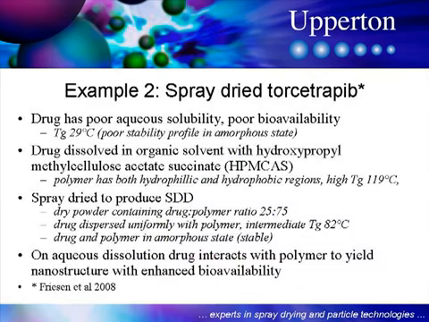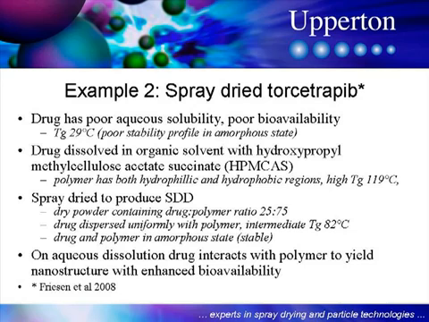For the second example, I'd like to use a drug called torcetrapib, and this is from some data published by Friesen et al. in 2008. Torcetrapib as a drug has relatively poor aqueous solubility in the crystalline form. It has poor solubility and as a result has poor bioavailability. It has a relatively low glass transition point of about 29 degrees C, so when it's in the amorphous state it's relatively unstable. However, we can overcome this by producing a spray dried dispersion.